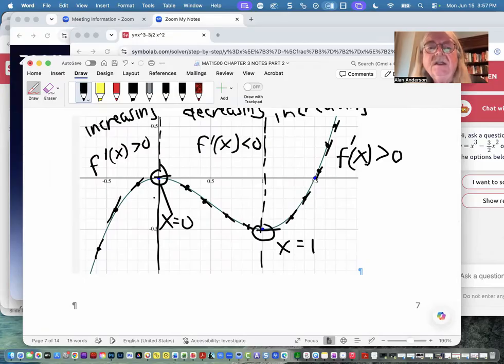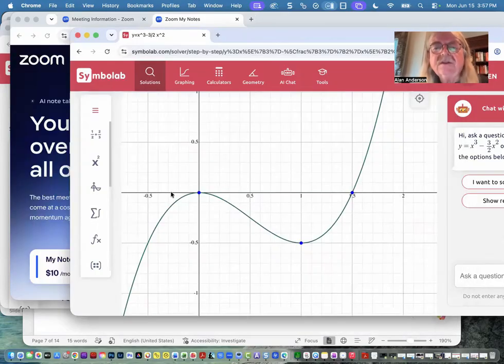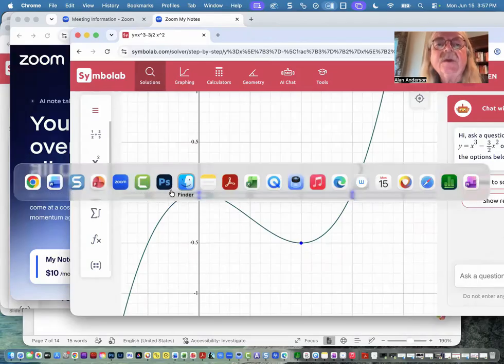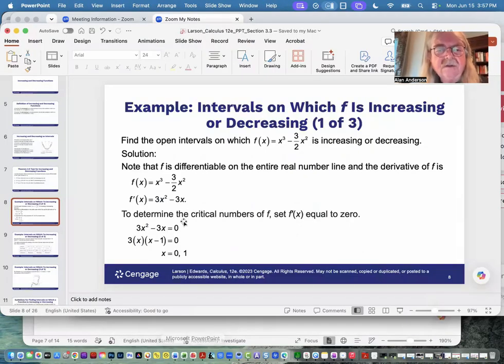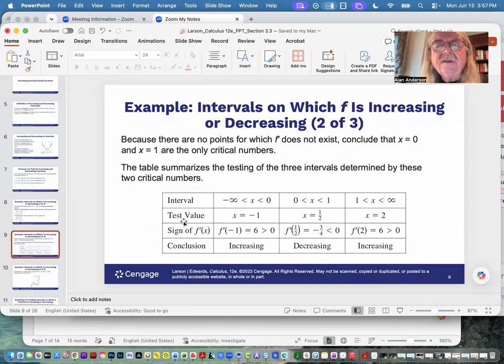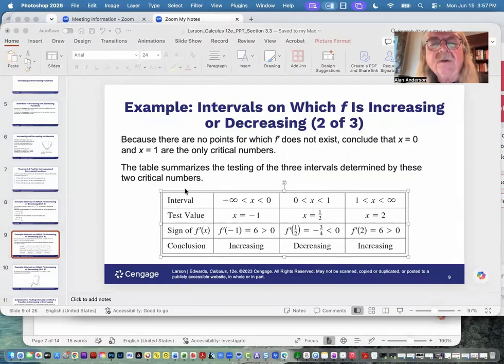If you notice, to the left of x equals 0, the slope is always positive, then it's always negative down to x equals 1, and after that, it's always positive. So one approach we can take is to test a number in each of those intervals to see what the slope of the tangent line looks like. Let's go do that. They've set up this nice little table for us so you can see how that worked out. I guess we don't have to do it ourselves. We'll read the table.